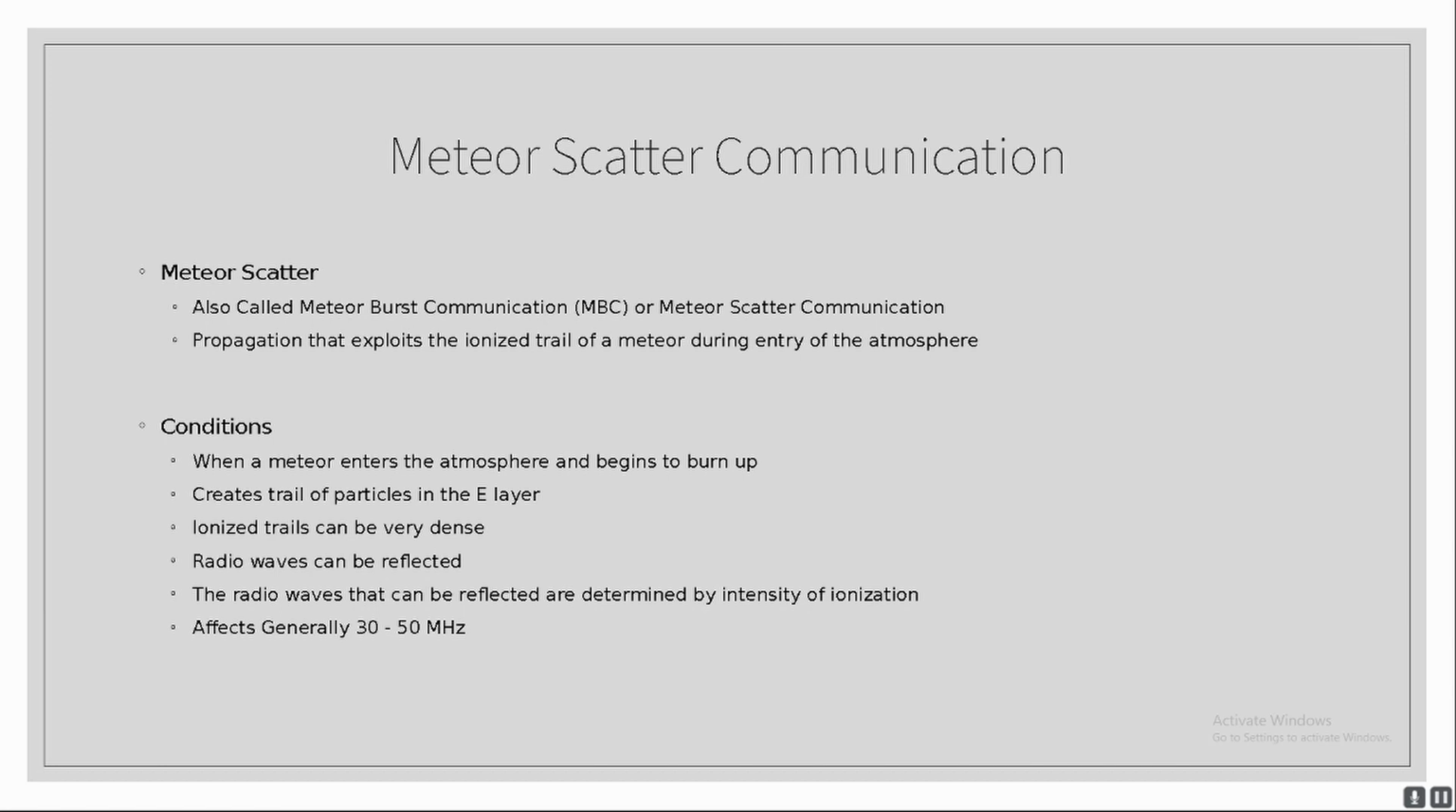When a meteor enters the atmosphere and begins to burn up, it creates a trail of particles in the E layer. The ionized trails can be very dense. Radio waves can be reflected. The radio waves that can be reflected are determined by the intensity of the ionization, and it generally affects the 30 to 50 megahertz range, so 6 meters. Again, you can use meteor scatter communications with JT9, MSK144, FT8, voice communications, pretty much anything like that.